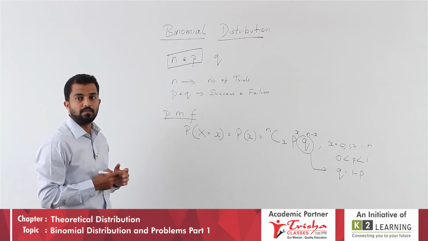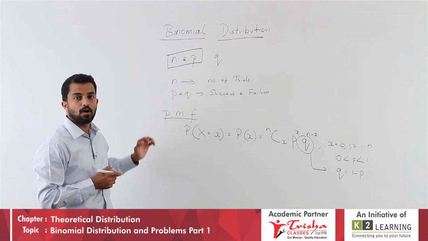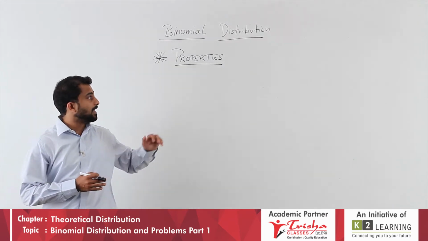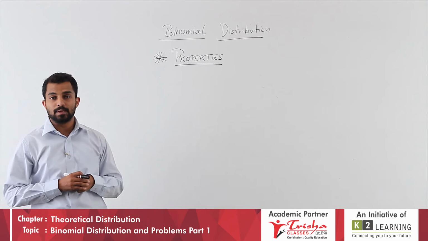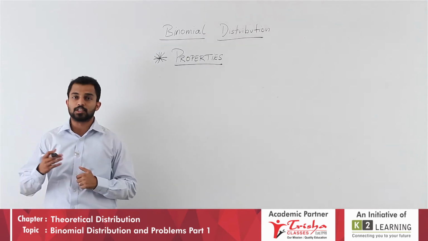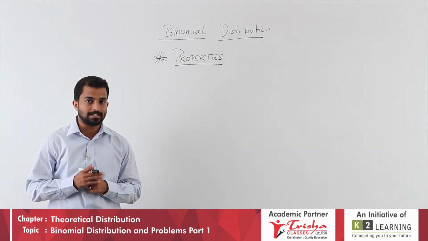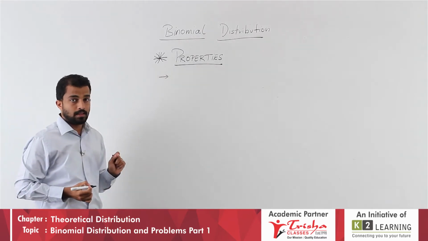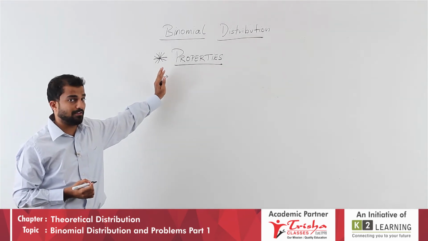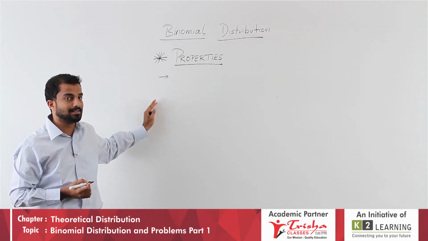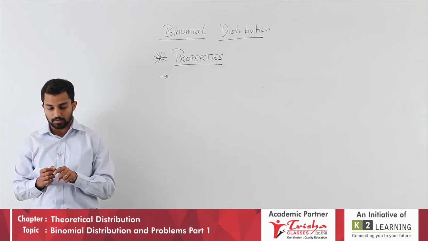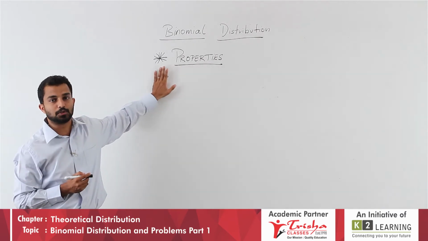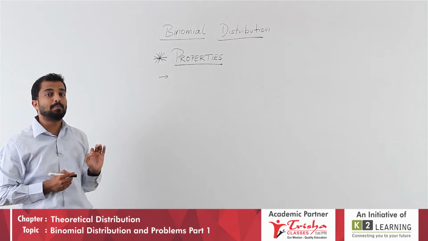Going further, we will look into the properties of binomial distribution. Binomial distribution has various properties. Let us go through them one by one. Firstly, you should know binomial distribution is what kind of probability distribution? It is a discrete probability distribution. That means it has certain specified values to it. Next, what are the parameters?